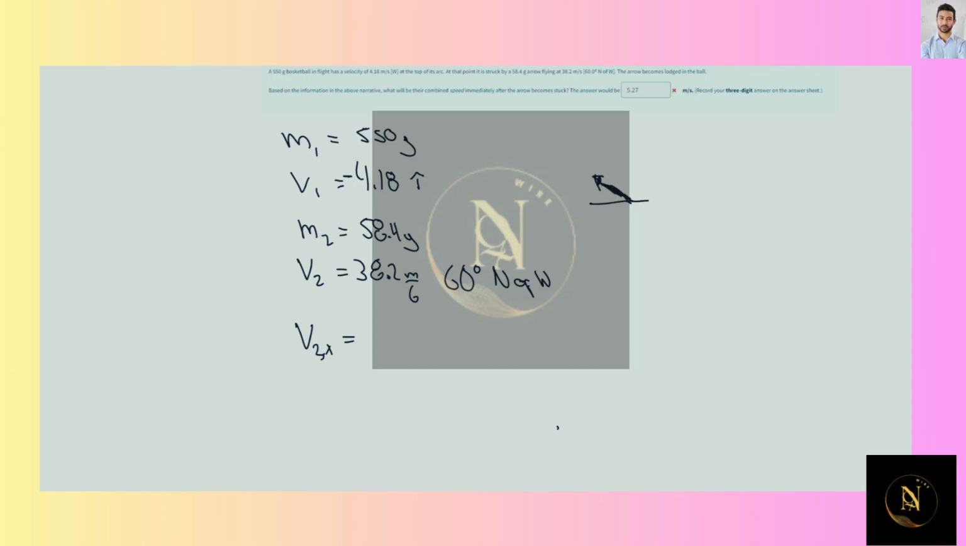in a diagram on x and y, and we know that the angle is 60 degrees, the arrow is going to be flying up because we have the positive value for the velocity over here on the y-axis. So the x component is going to be equal to cosine of 60 degrees times my velocity, which is 38.2 meters per second. Similarly, the velocity of 2 on y is going to be equal to 38.2 meters per second times the sine of 60 degrees.